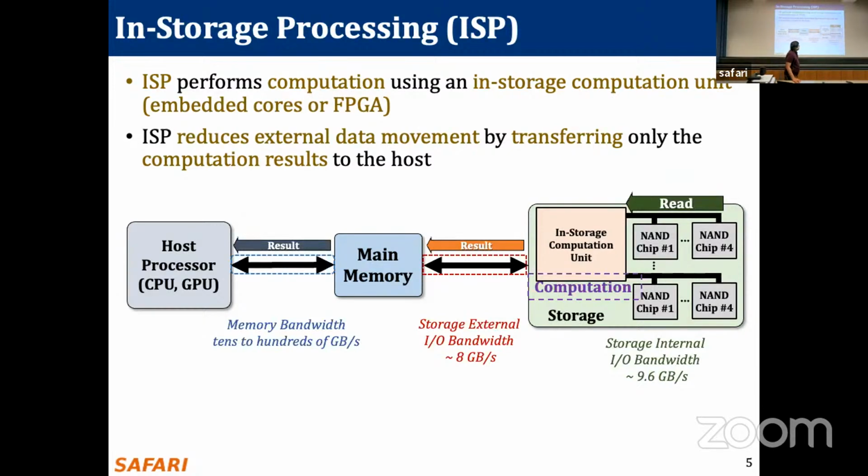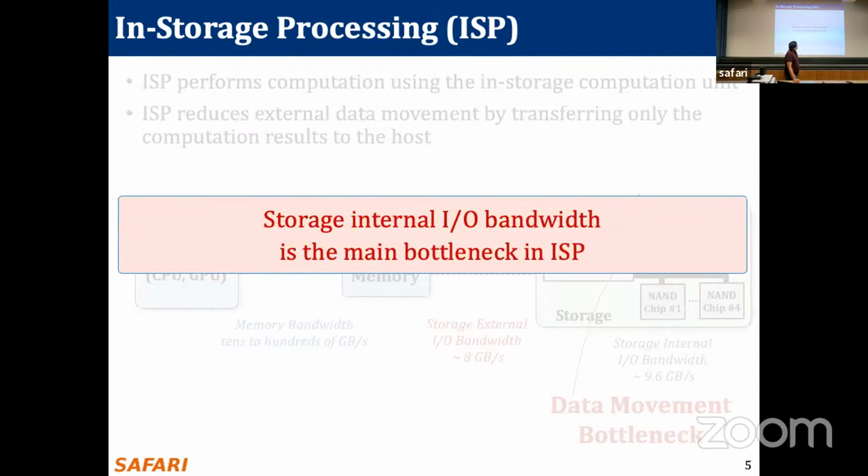So here the main challenge is that there is a storage internal bandwidth, which is the bandwidth of each channel which connects the NAND flash chips to the in-storage computation unit. Let's say here we have an example of 8 flash chips, which are 8 flash channels, connected to the in-storage computation unit, and each channel can support up to 1.2 gigabytes per second. And we see that the difference between the internal and the external I/O bandwidth is not so high. So here the main bottleneck becomes the internal I/O bandwidth of the storage device. So the storage internal I/O bandwidth is the main bottleneck in ISP.